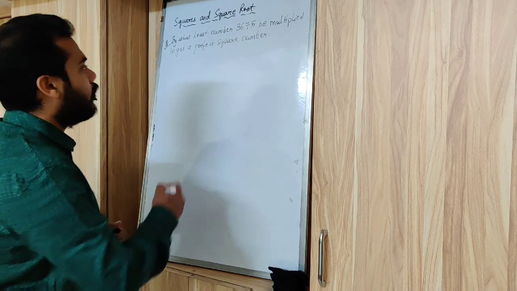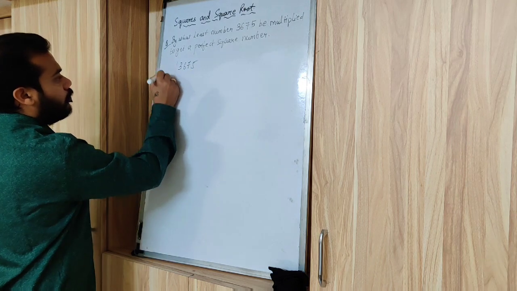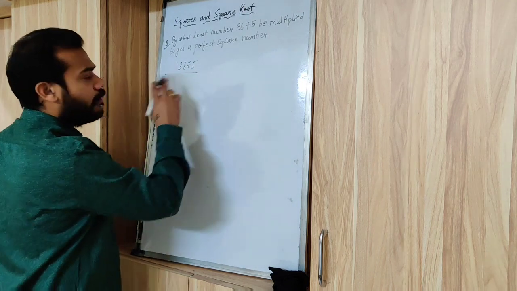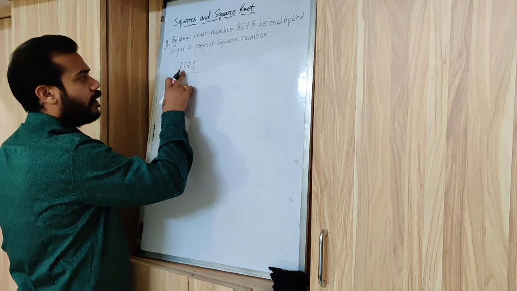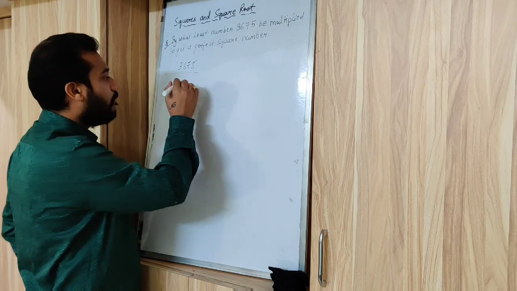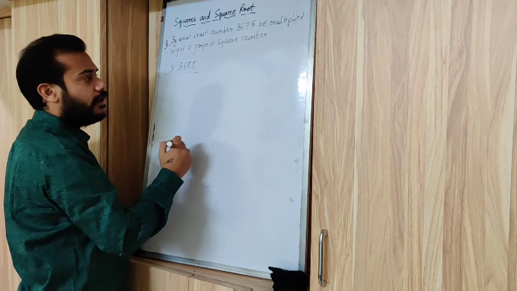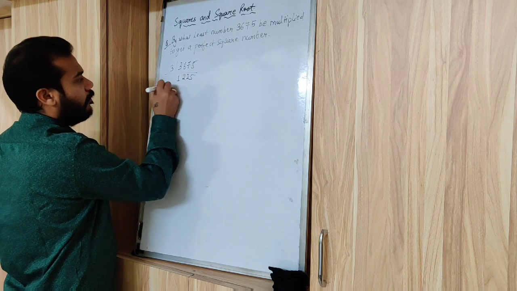First find the factors of 3675. 3675, is it divisible by 2? No. Is it divisible by 3? Check. 3 plus 6 is 9, 9 plus 12, that is 21. 21 is divisible by 3. So the first factor is 3. Then we get 1225.